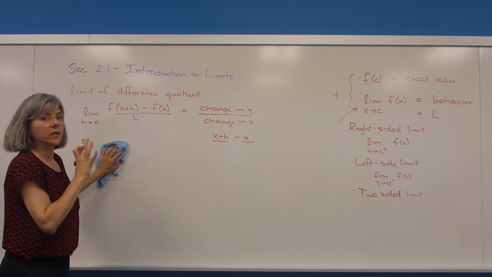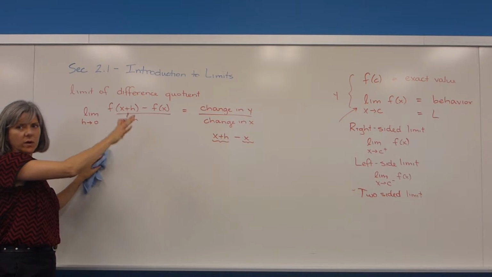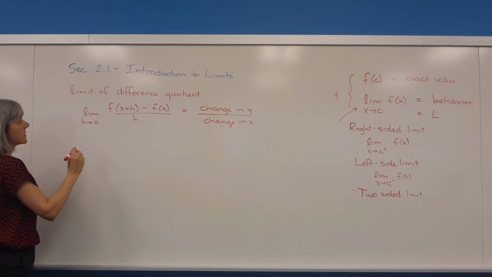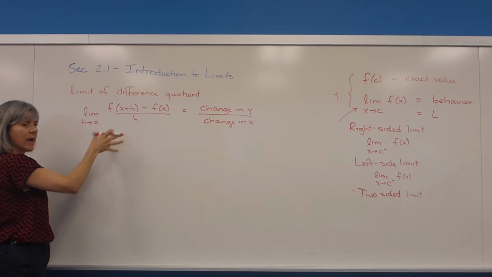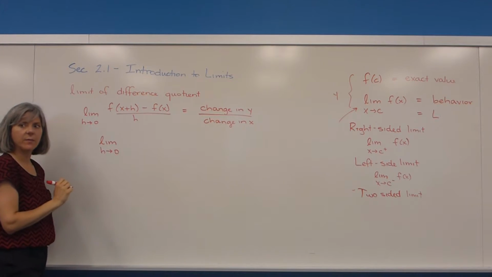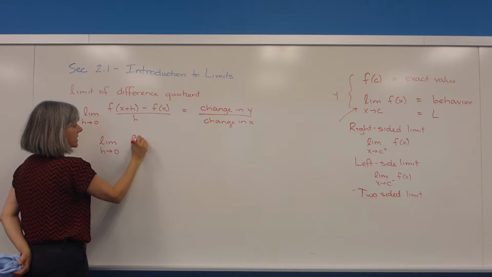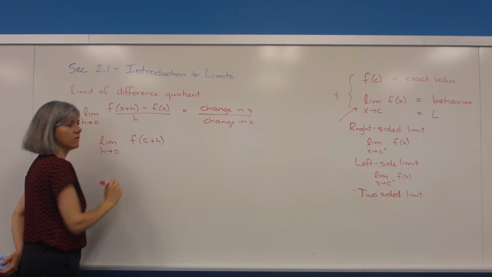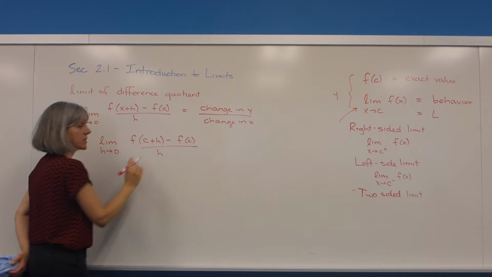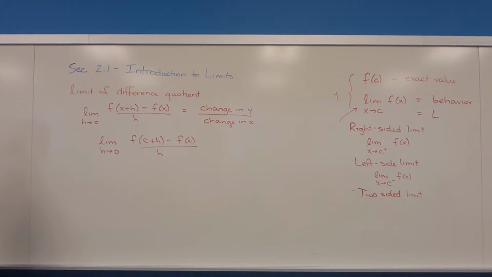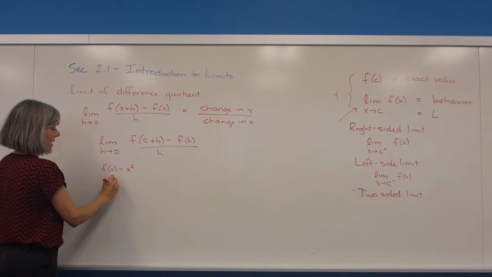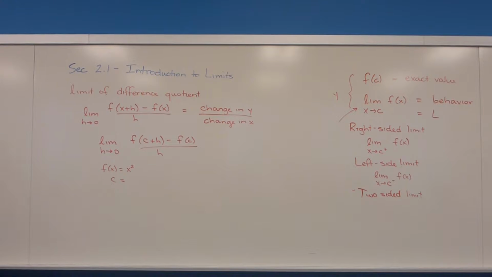This is kind of where we're going in about 2 weeks. So what I'd like to do today is pull back from this a little bit, and I would like for you to look at this one. Same h going to 0, but now instead of x, we're going to put in a very specific c value. It's the same format for putting this together. For this example, we'll use f of x equals x squared, and c will equal 3.